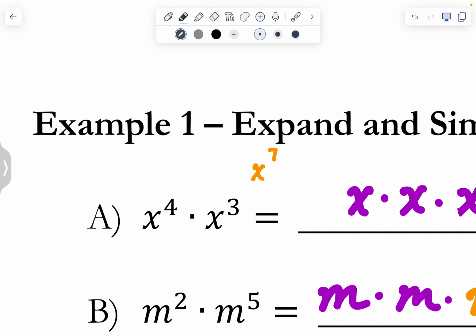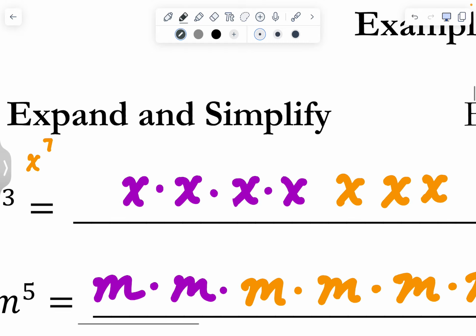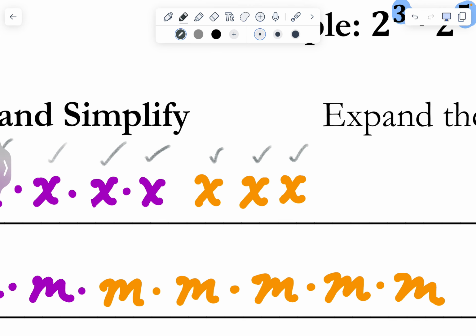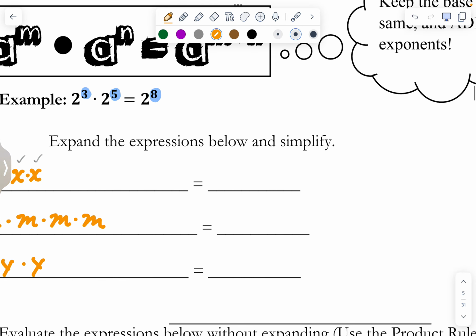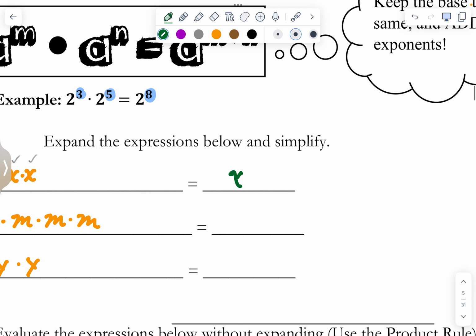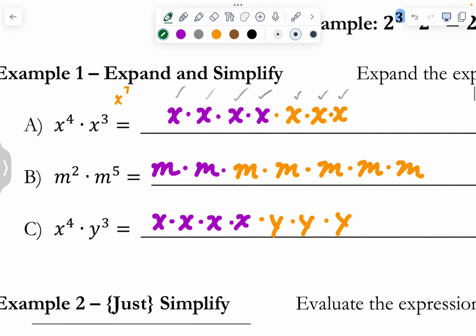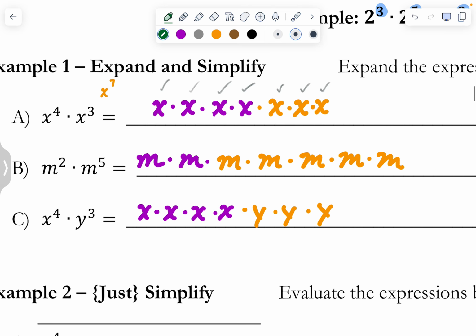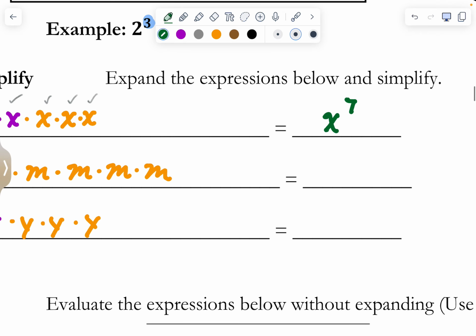But why is that? Well, if I look along here, here's my x to the fourth, so I have 1, 2, 3, 4, and then we have 3 more x's, and if we're multiplying all of those x's together, then that should give me the repeated x to the 7th power, right? On the next one, m to the second, m to the fifth, you can see my 2 purple m's, my 5 purple m's, you multiply those all together, and you get m to the 7th.